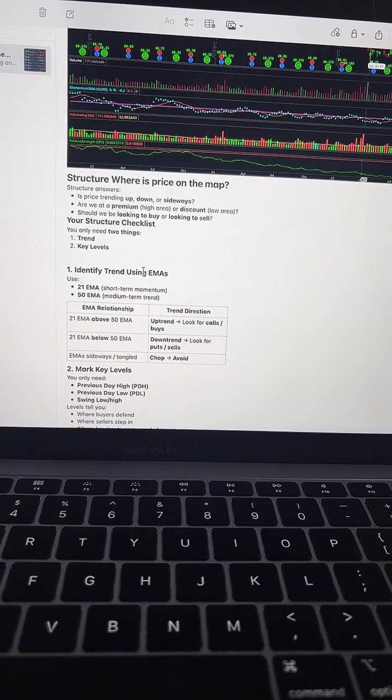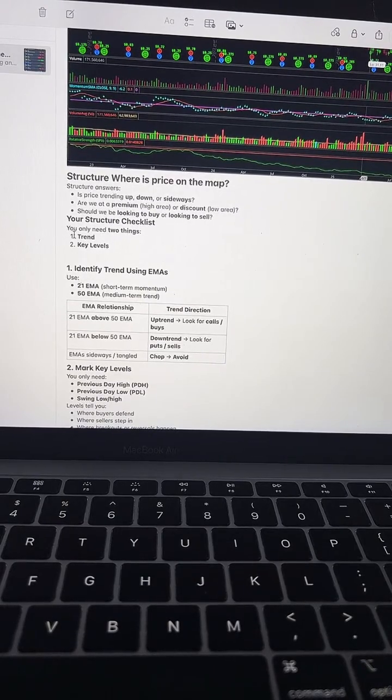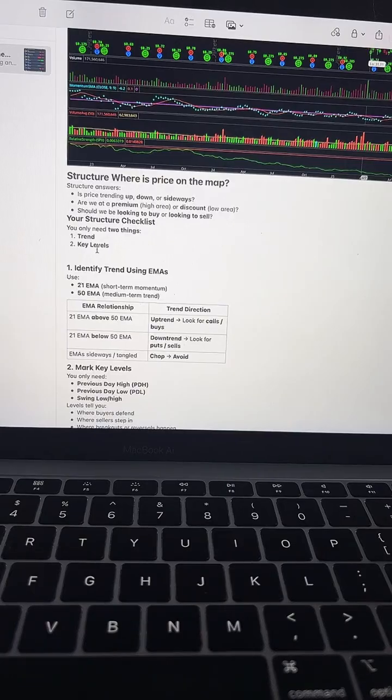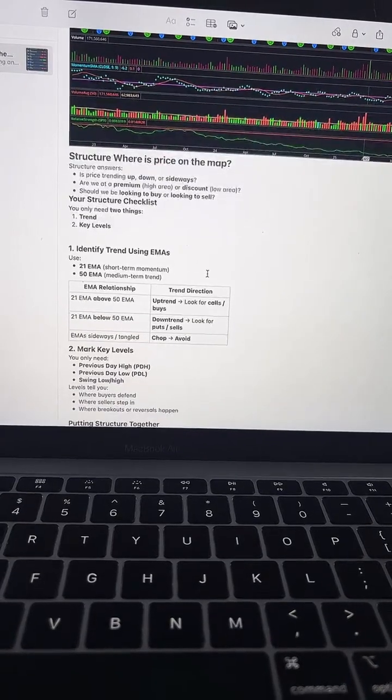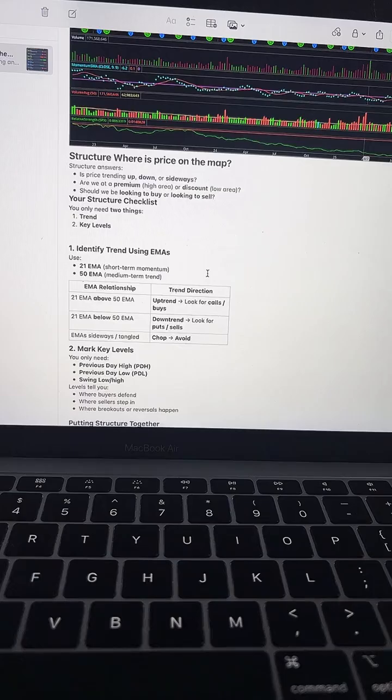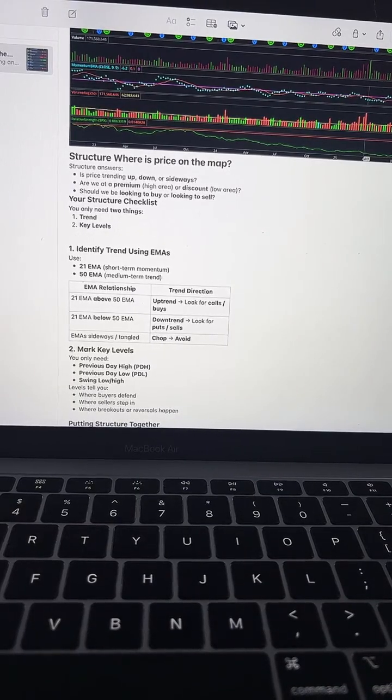Okay, so where are we at? Sector, checklist, trend, key levels. Identify the trend using the EMAs, right? So the 21-day you can use for short-term momentum. The 50-day you can use for medium-term. And the 200 is long-term trend.